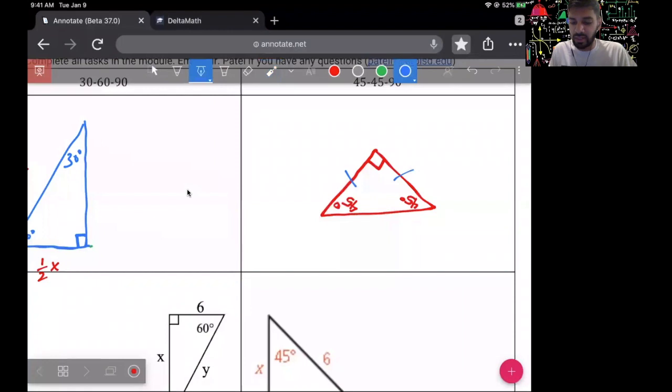So now I can say that if this is some length x, then this one over here is the same length, and you can figure out the third side using the Pythagorean theorem. So let's look at some examples on how we do that.